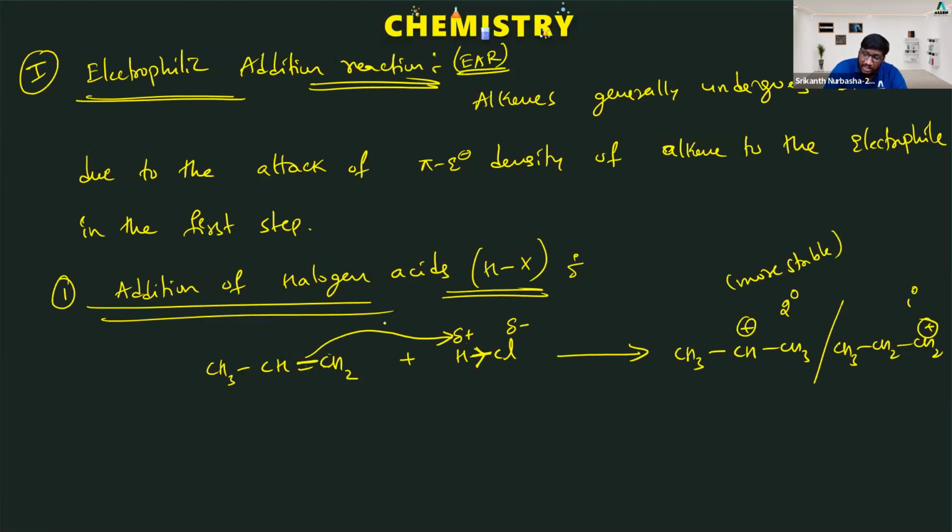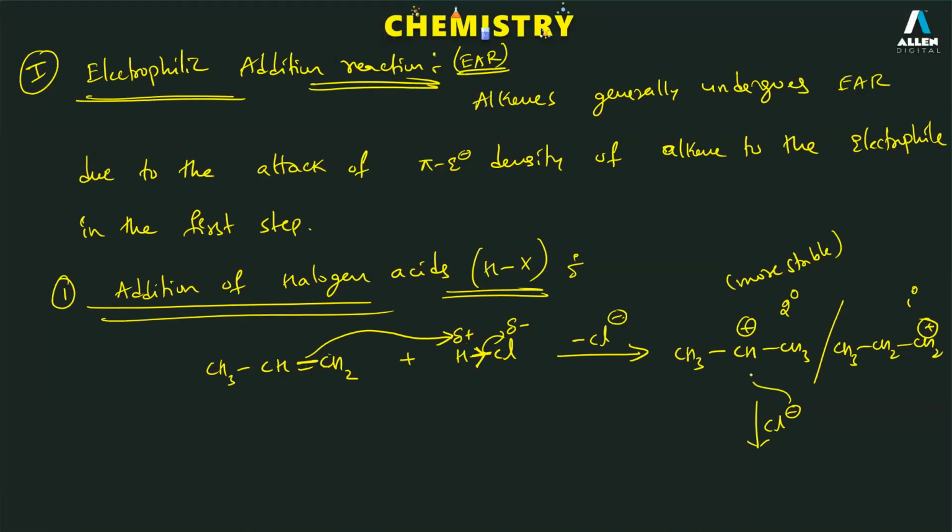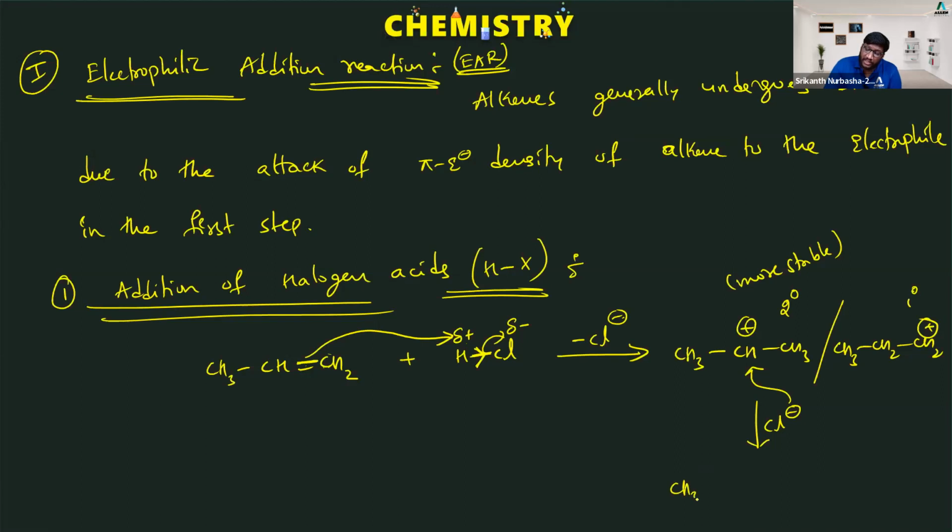As soon as the electron density attacks H plus, the hydrogen-chlorine electron density is given to chlorine completely. So the chlorine which was present in HCl is now lost as chloride ion. Since the carbocation is formed as the intermediate, rearrangements or ring expansions are possible. Cl minus, now present in the reaction mixture, will act as a nucleophile. Yes, Cl minus is now going to attack this particular middle carbon atom, generating CH3, CHCl, CH3.